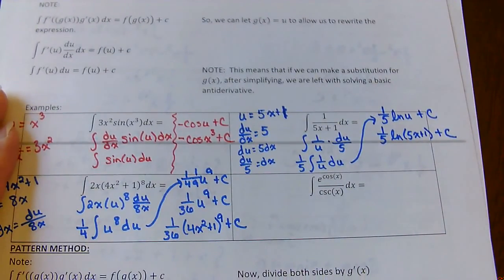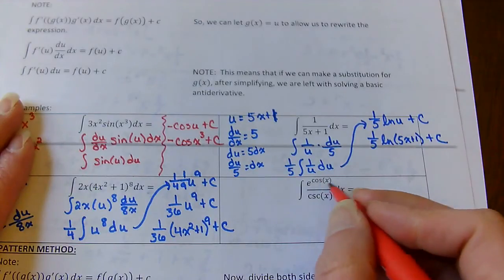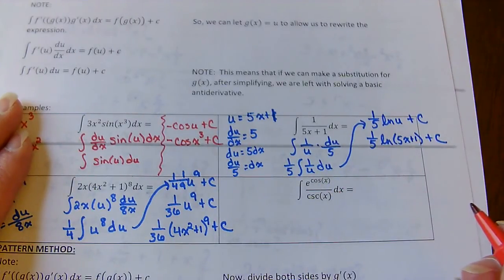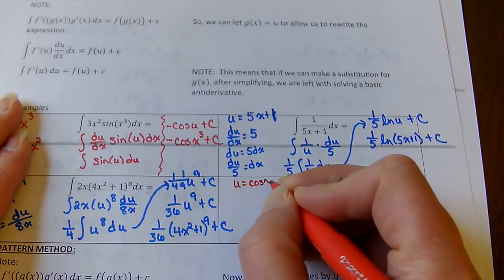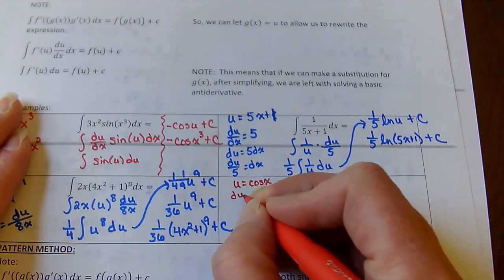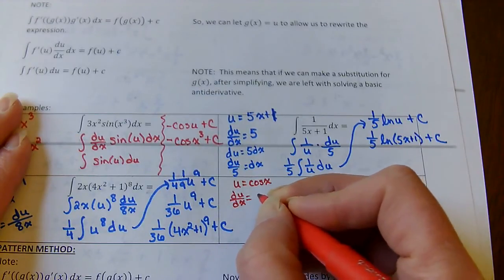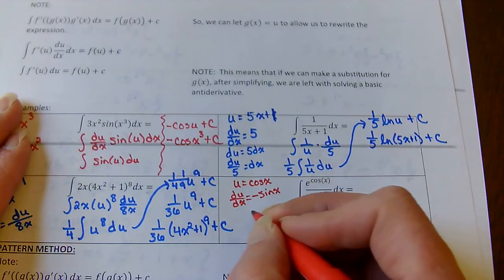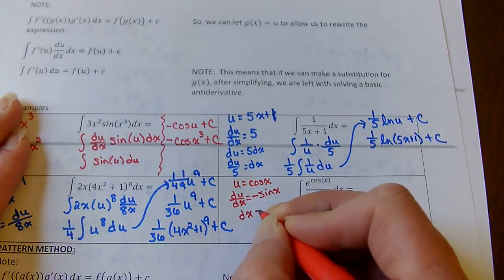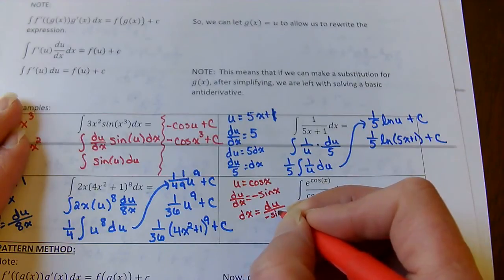Oh gosh, we've got e's and cosines and cosecants and oh my. Let's let the innermost function, cosine, be my u. So du dx is negative sine x. Now if I rearrange that, I would have dx equals du divided by negative sine x.